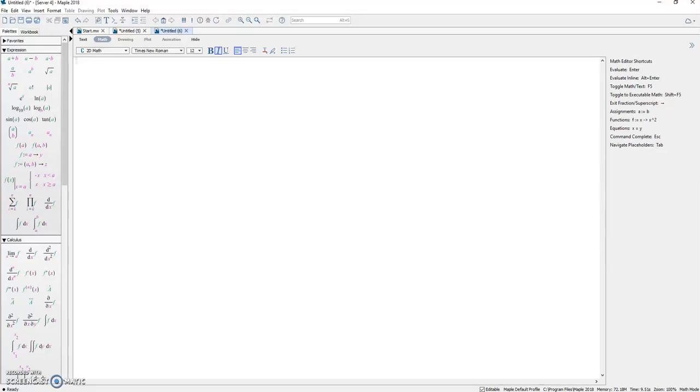This video will give you an introduction into entering functions in Maple. Suppose you want to work with the function f of x equals e to the x plus 4. You can store this function in Maple.